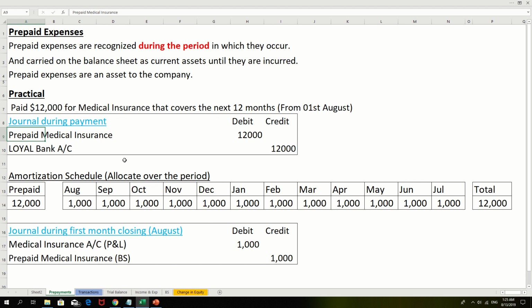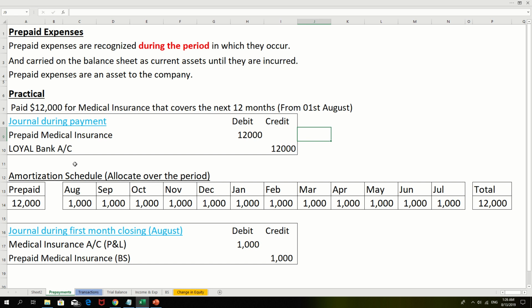Okay. So that's why we have to create an account in the balance sheet, prepaid medical insurance. It's a current asset to the company, and you can see this account in the balance sheet under current assets. And this is the normal bank account, because the cash is going out of our bank account, so we are crediting the account. Here the asset is increasing, so we are debiting the asset account. Prepaid medical insurance account debited and bank account credited. So this is the entry during the payment, whenever we paid.